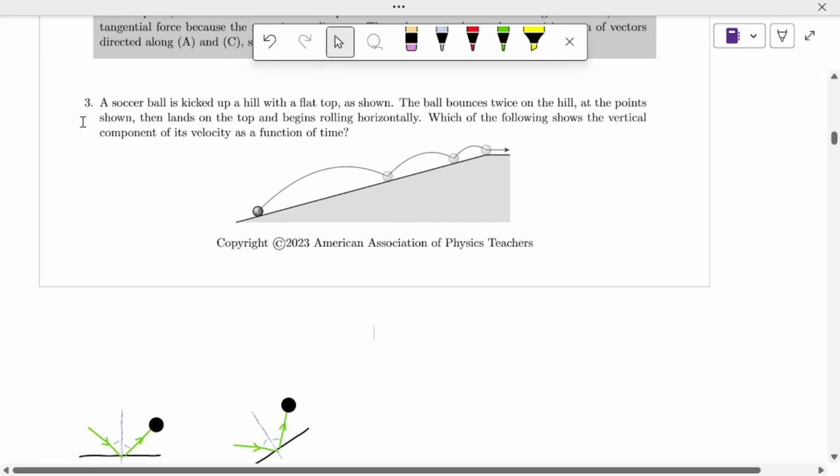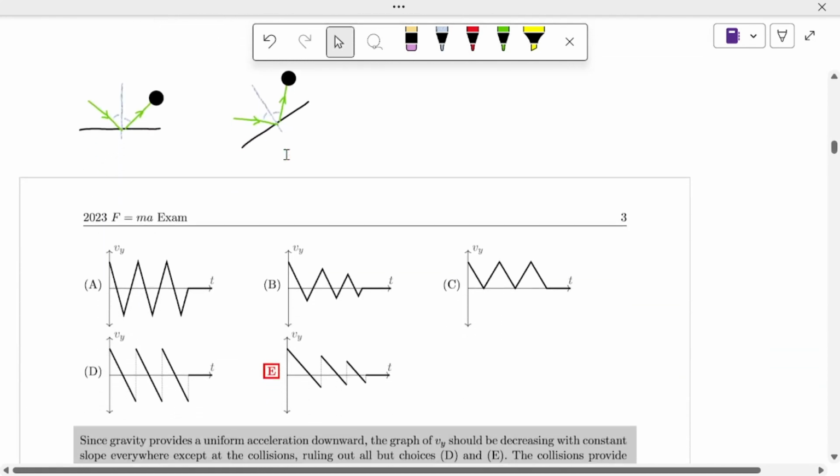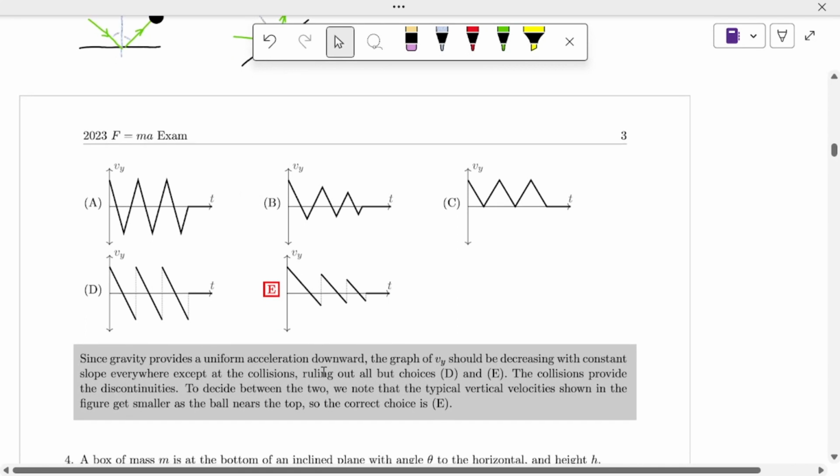Problem number 3, a soccer ball is kicked up a hill and it bounces multiple times. They didn't say whether it's elastic or not. And the request is to show the vertical component of its velocity as a function of time. The solution is all right, but could be more clear.